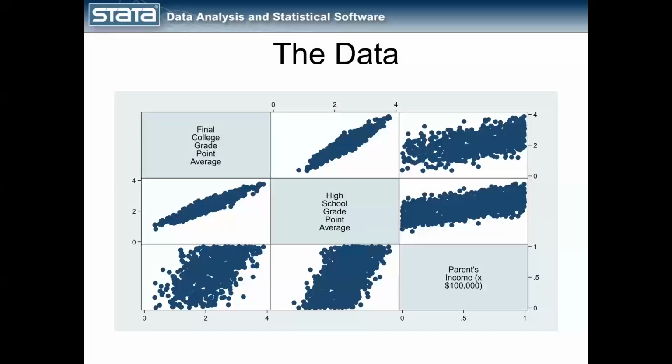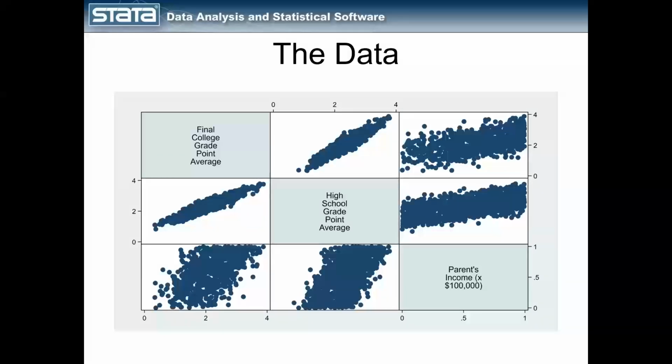Another thing I like to do with new data sets is create a scatter plot matrix of any of the continuous variables that I'm going to be using in my analyses, because often this will show patterns that are nonlinear and things like that. And so this is college GPA, high school GPA, and parents' income.